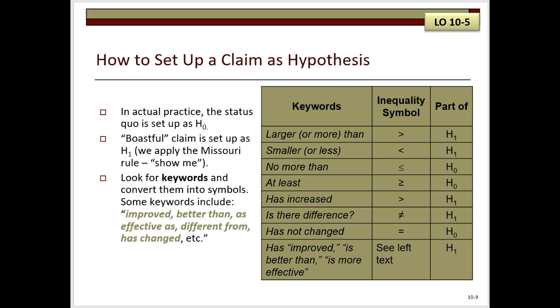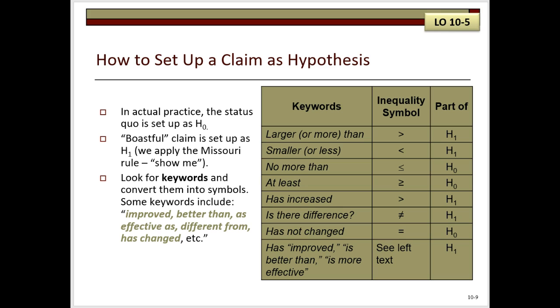In setting up a claim as a hypothesis, that is, in determining whether the test is two-tailed, left-tailed, or right-tailed, there are some tips to remember. First, in practice, the status quo is set up as the null hypothesis. Second, if the claim is boastful, the claim is set up as an alternate hypothesis.